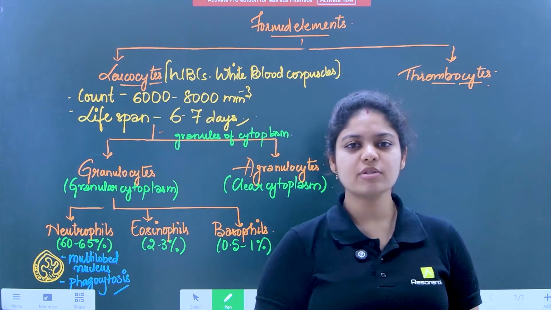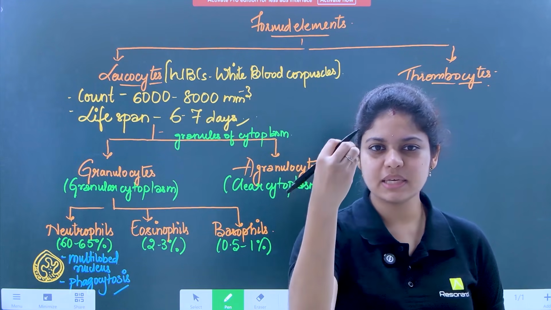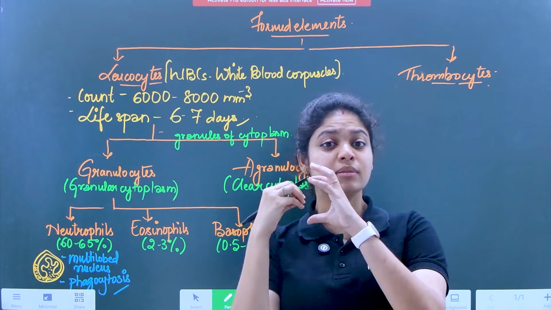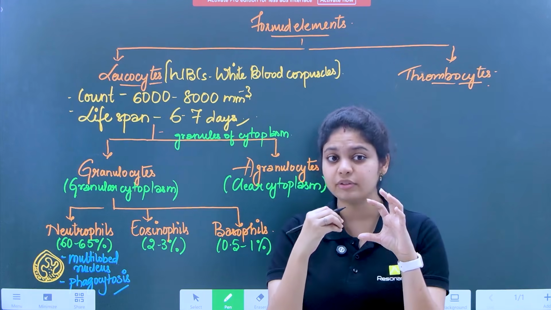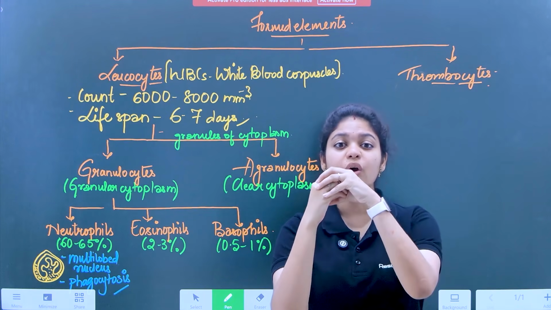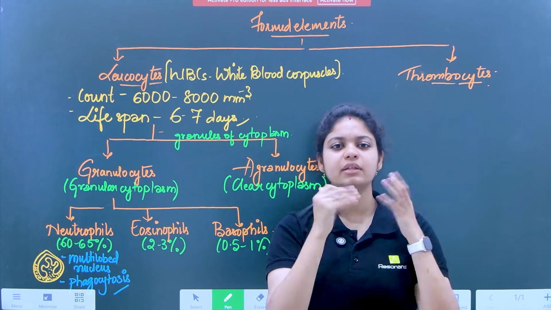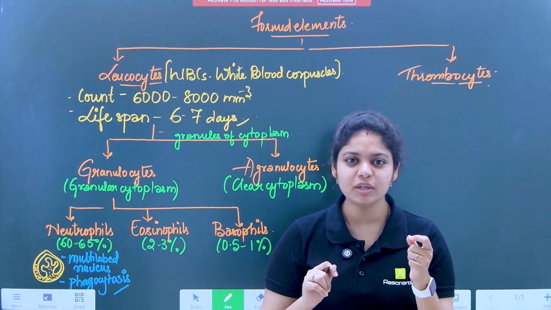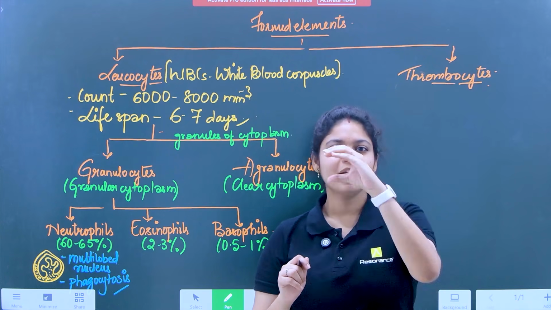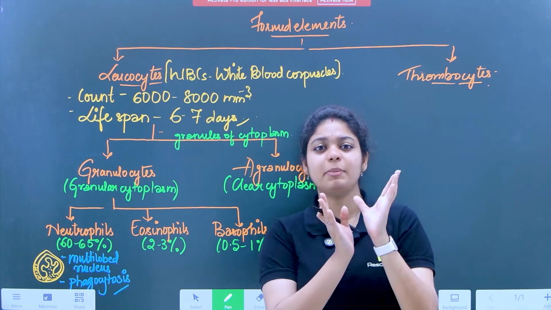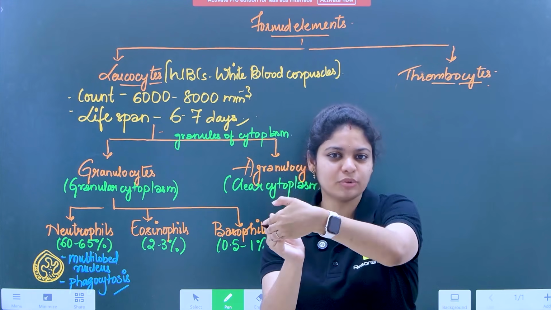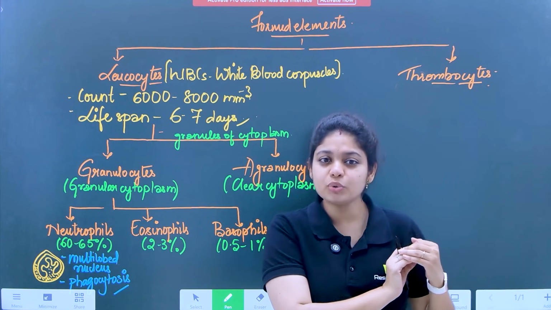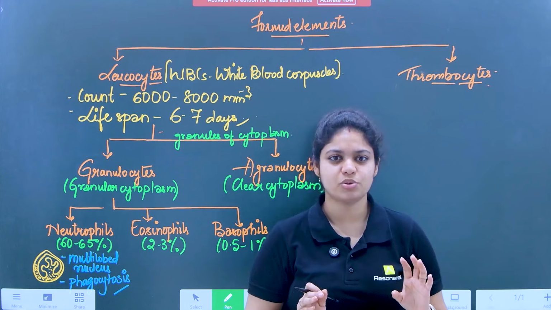What is phagocytosis? A foreign particle is entering into your body. This neutrophil will identify the foreign particle. It will go, engulf the foreign particle and destroy it. Like amoeba. How does amoeba eat its food? It will form a pseudopodia. It will be extending its pseudopodia around the food particle, take it into the cytoplasm and destroy it.